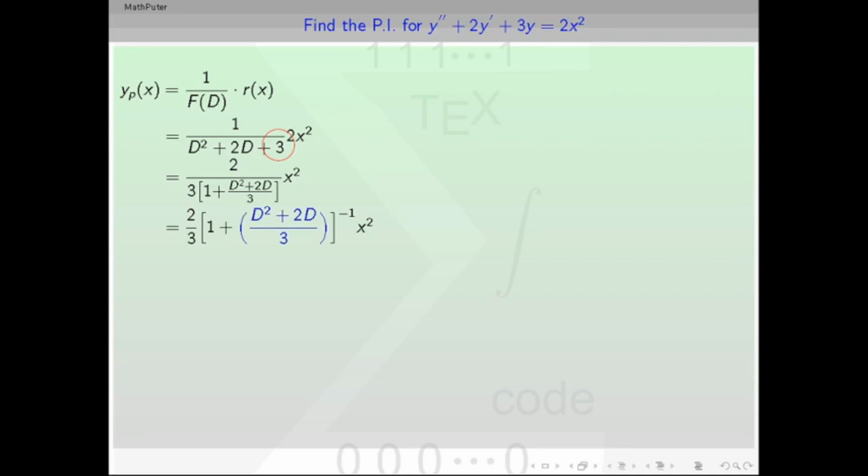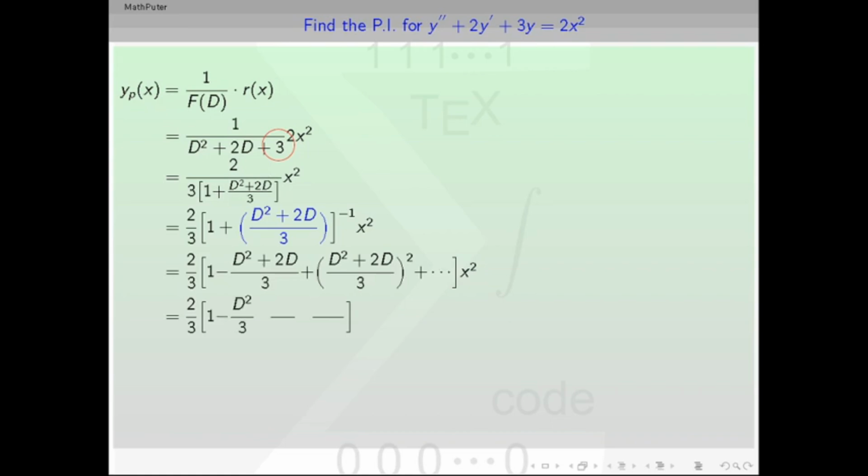I am considering this as x, right? So we have by the formula 1 minus x plus x square and so on, into x square. Okay, so this is 2 upon 3. 1 into x square is x square. Right. Okay. So first let me expand this thing. 1 minus, this is D square upon 3. This is now minus 2D upon 3.